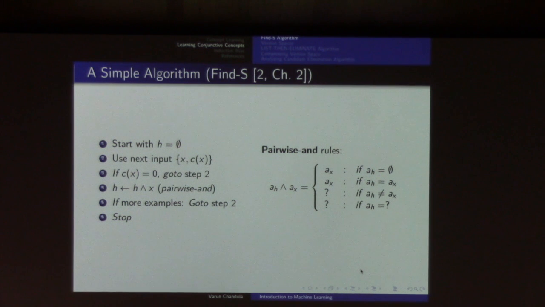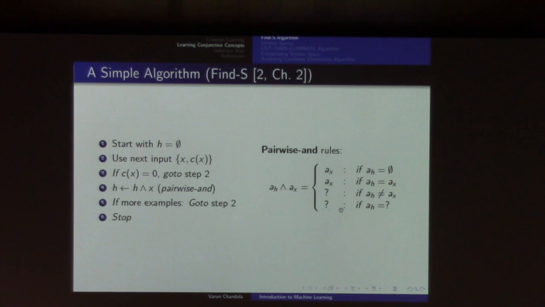Then as you see your training data, so x comma c(x) is the training data that you get. Basically, it's this card. You get one card. If it is benign, or if it is not the target concept that you are trying to learn, you discard it. But if it is malignant, or if it is 1, then you refine your hypothesis. So in the beginning, your hypothesis will reject everything. In the next step, your hypothesis will get refined. This refinement is basically a pairwise AND, but of course it's a special pairwise AND. So it goes by these rules.